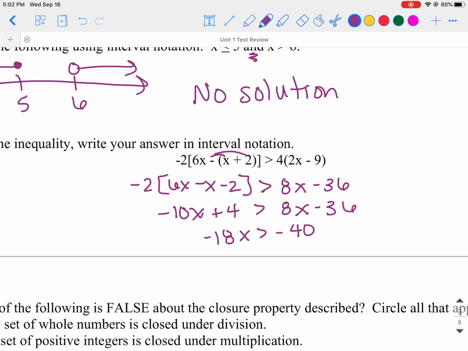Now I'm going to divide by -18. So when I divide by a negative, I'm going to have to flip my sign around. So I would have 40 over 18, which would reduce to 20 over 9. So my interval, since it says less than, would be -infinity to 20 over 9. 20 over 9 needs a parenthesis because it does not have an equal to sign on it.